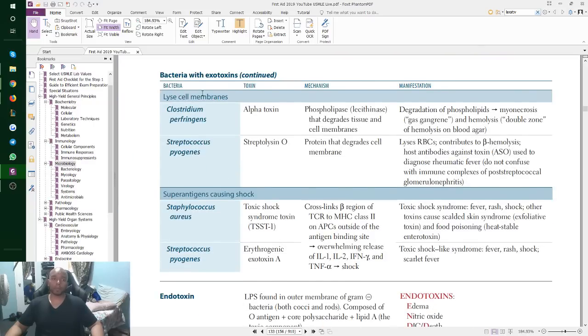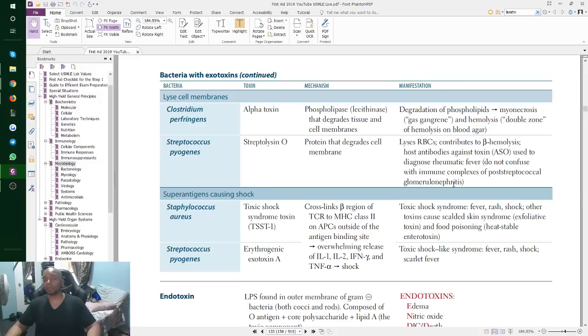Things that lyse cell membranes. So you have Clostridium perfringens and Streptococcus pyogenes. When you get questions of strep pyogenes, you're actually supposed to look for ASO titers, right? Strep pyogenes has streptolysin O, which degrades the cell membrane. So it lyses red blood cells, contributes to beta hemolysis, and host antibodies are formed against the toxin. So ASO is used to diagnose rheumatic fever.